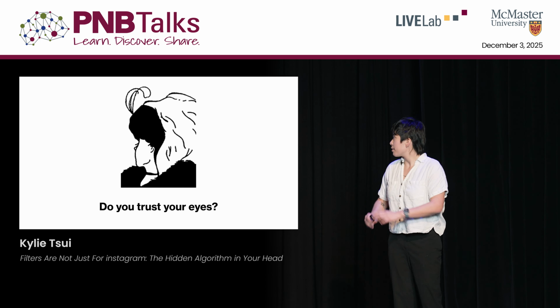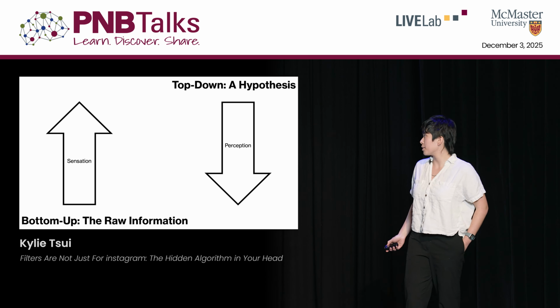There are two processes that govern this algorithm. The first is sensation, how your body interprets and makes sense of sensory information around you. This is known as bottom-up processing, this raw sensory information being processed by your sensory organs, things like your eyes, your skin, your mouth, etc. The other process is perception, your conscious experience of the sensory information around you. And this is called top-down processing. Top-down processing is essentially your brain's best guess or hypothesis about what's going on in the world.